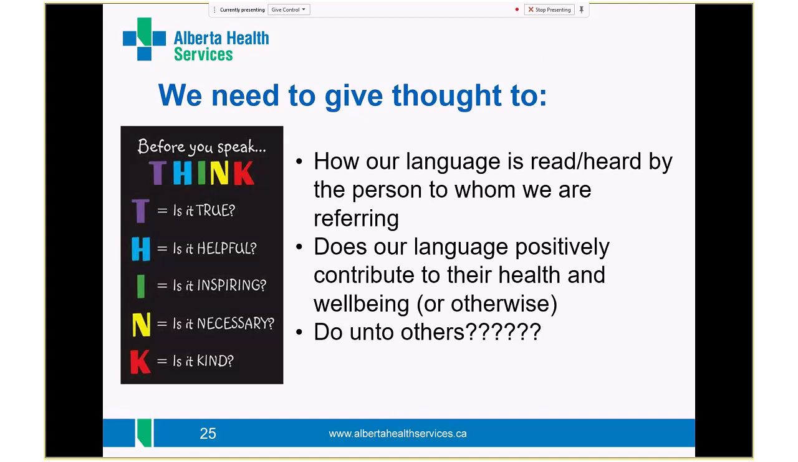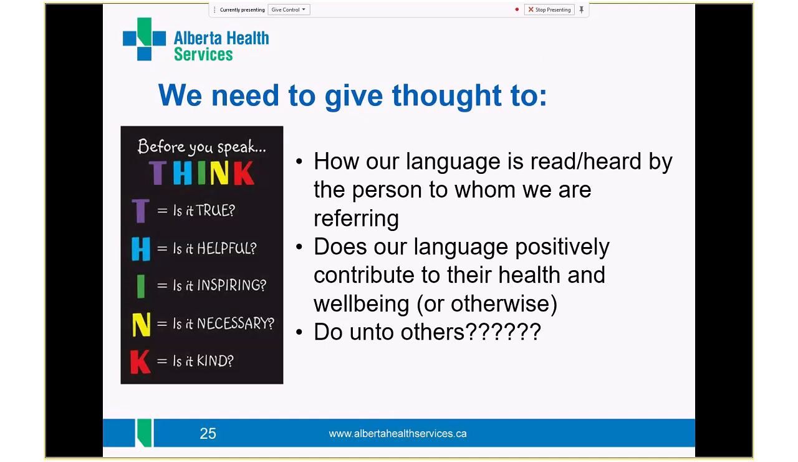I really like the before you speak, think acronym. Is it true? Is it helpful? Is it inspiring? Is it necessary? Is it kind? Because our language is read or heard by the person whom we are referring to, we want to know how they see the language that we're using. Does our language positively contribute to their health and well-being?